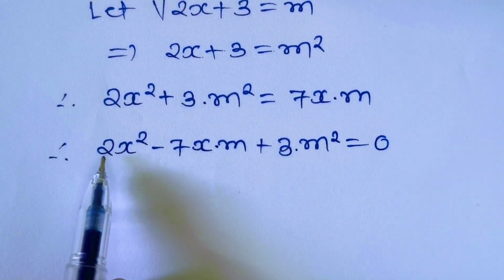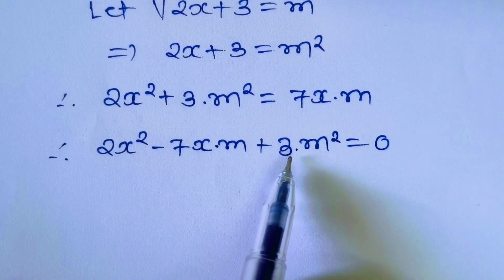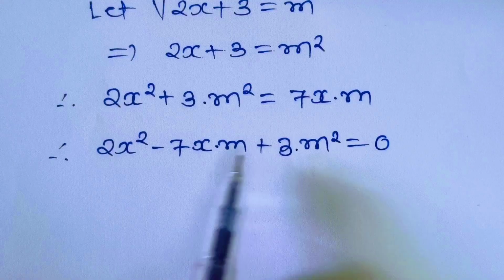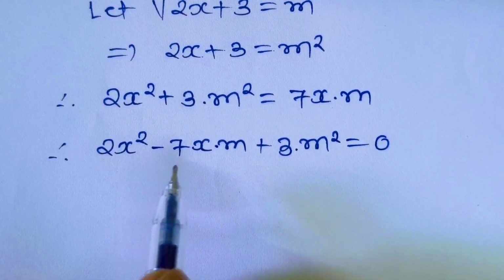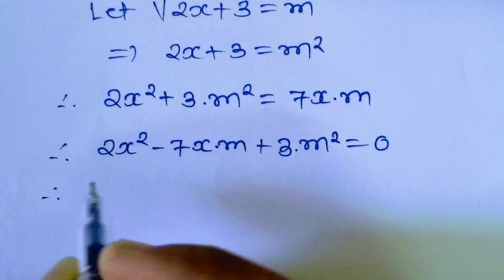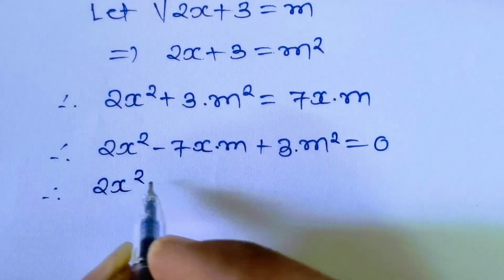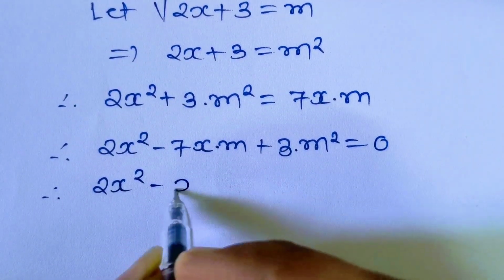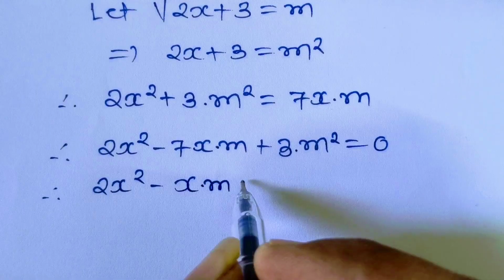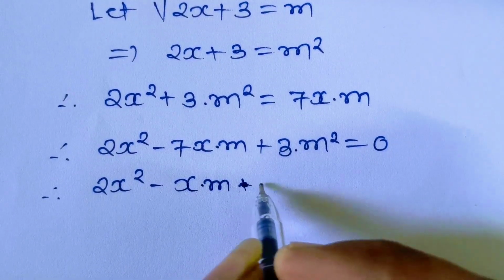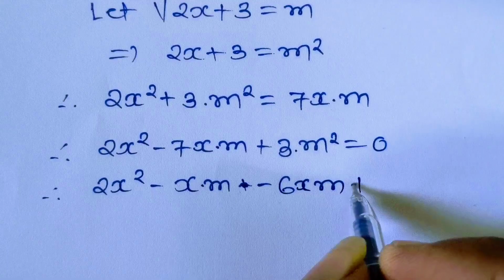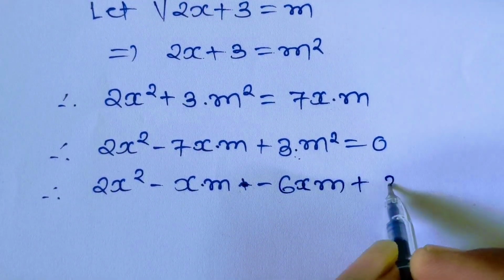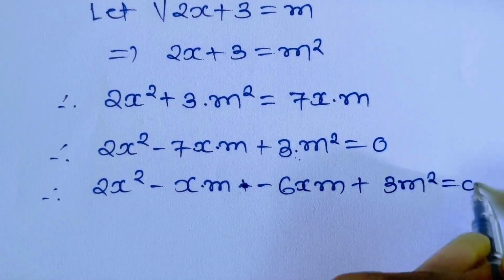Now look at this 2 and here 3. 2 into 3 means 6. Find the factors of 6 whose sum is minus 7: minus 6 and minus 1. Therefore 2x², minus xm, minus 6xm, total minus 7xm, plus 3m² is equal to 0.